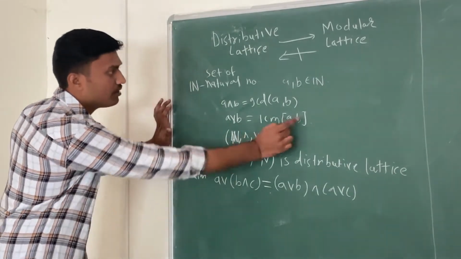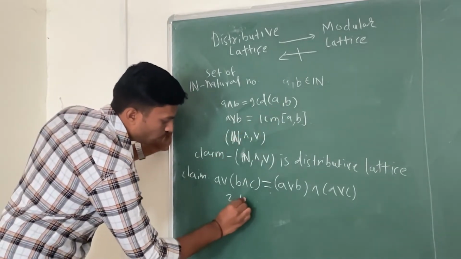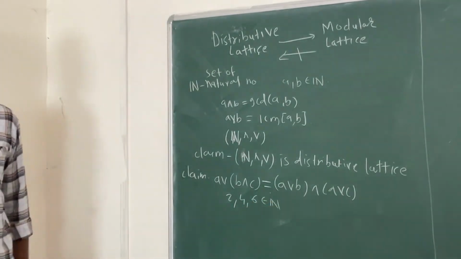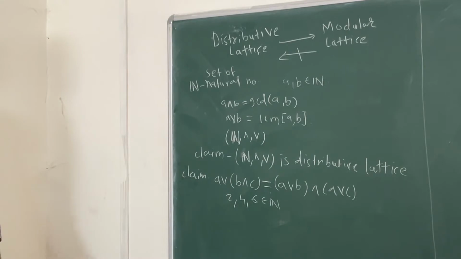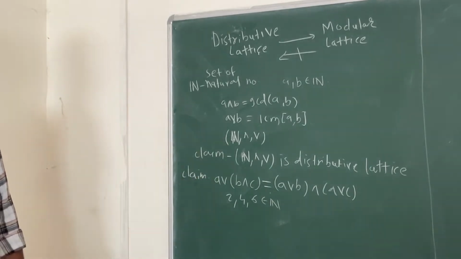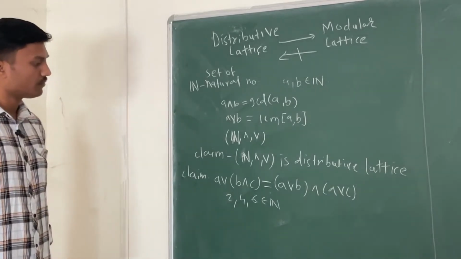Take any three elements in natural numbers: 2, 4 and 6. Now why are you taking an example? If at all we want to show it is distributive, we have to prove it for any three numbers. If it is not, then you can take an example. For understanding you can take, but while proving you have to prove for general numbers only, not for any particular numbers.